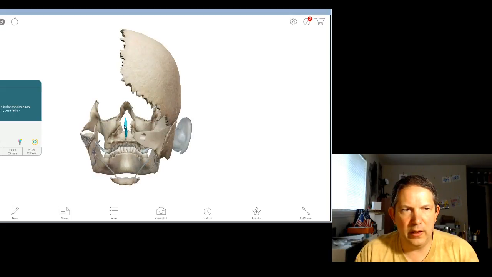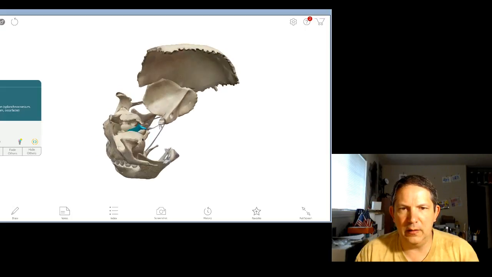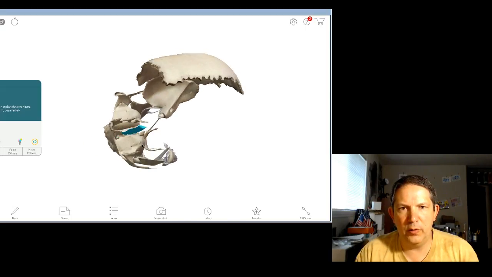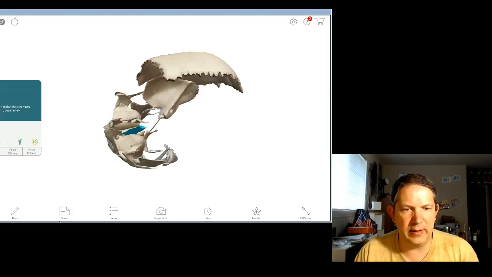Like this one here is the vomer, and it meets up with the ethmoid bone to form that septum, but it doesn't touch the brain itself.